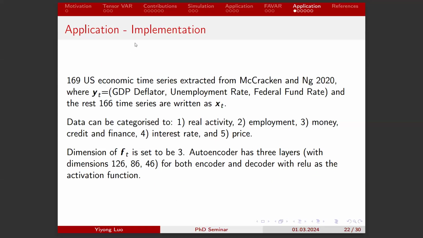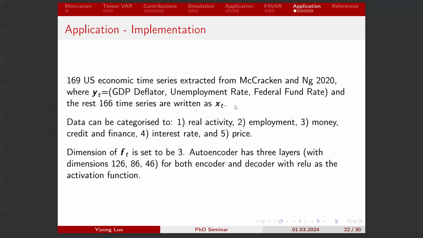For this real data application, we have some higher dimensional data compared to the first research project. We have 169 US economic time series, still extracted from McCracken, and we set the Yt, which is the thing we will put into the VAR, to be three-dimensional. It has the GDP deflator corresponding to inflation, unemployment rates, and federal funds rates, which is the interest rate that the central bank, the Federal Reserve, needs to change in order to tame inflation. And the rest of the time series will be set into Xt.